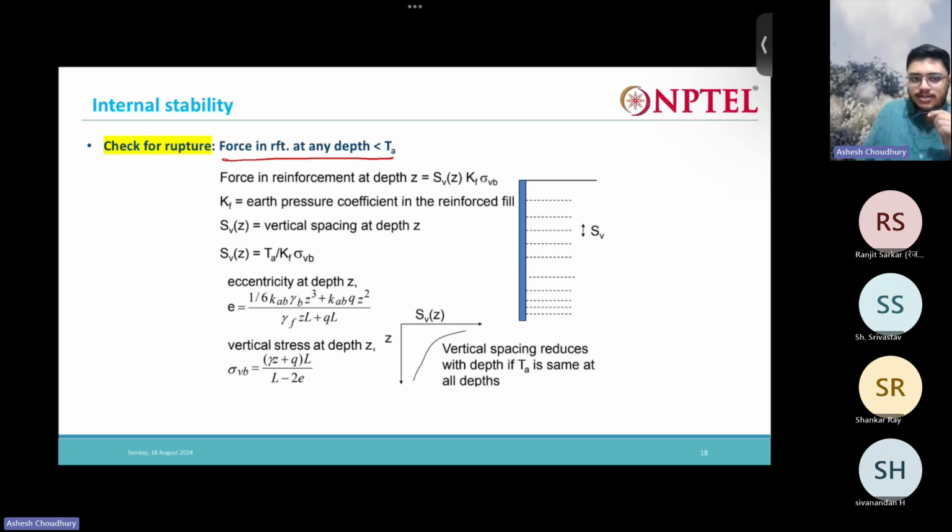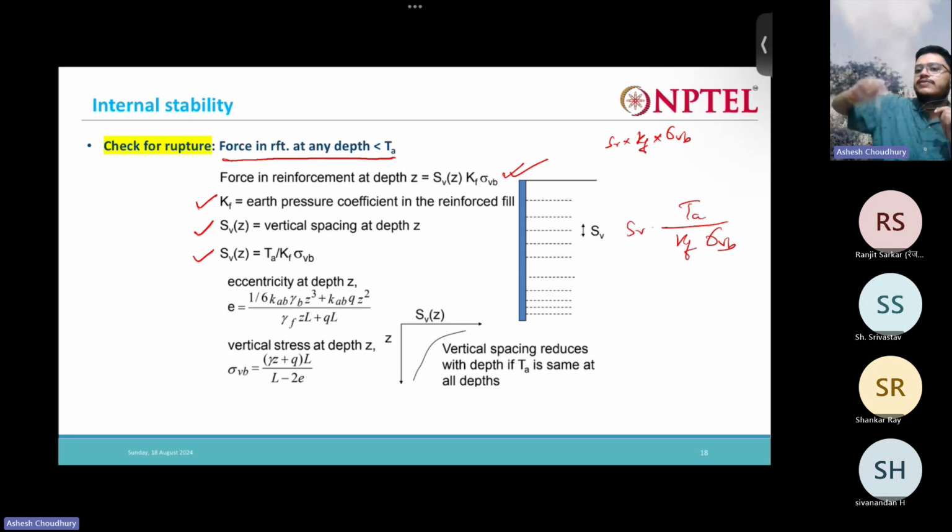Then how do we ensure that? Now the force in the reinforcement at any depth z is nothing but, as we discussed, Sv times Kf times the vertical pressure that is acting. Kf is given, Sv is this. Now how to find out Sv? You select Sv such that Ta by Kf into sigma. Like this you calculate Sv first. You fix the spacing.